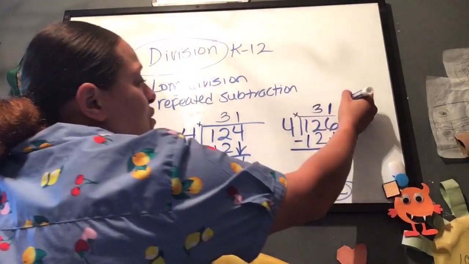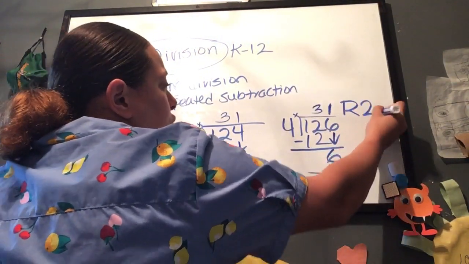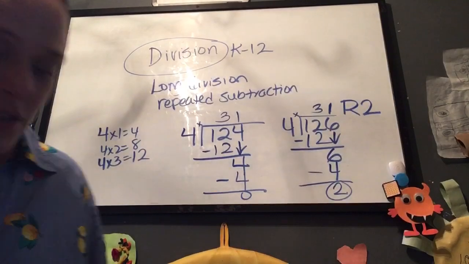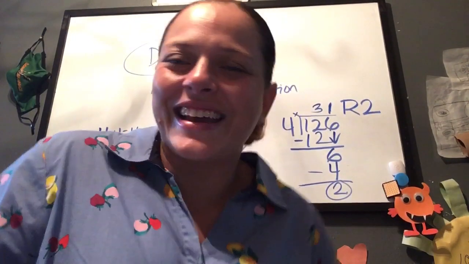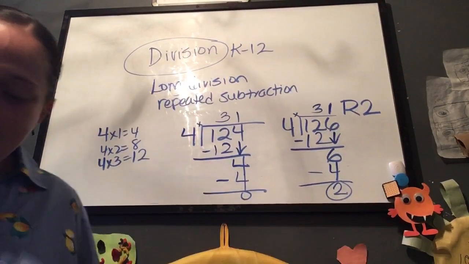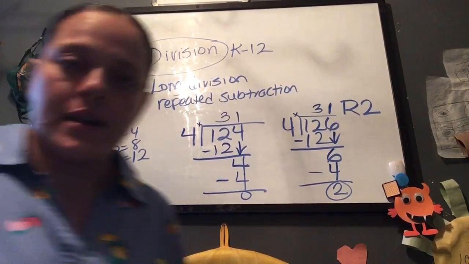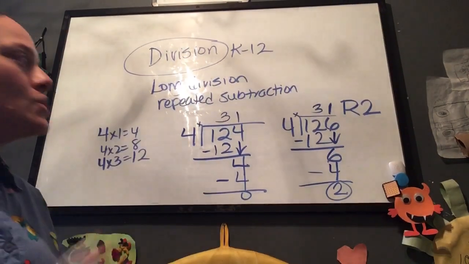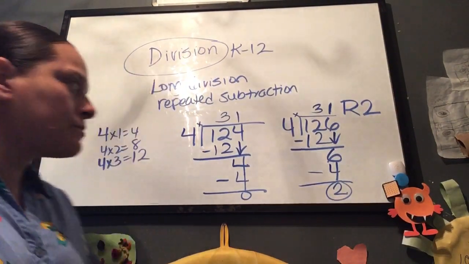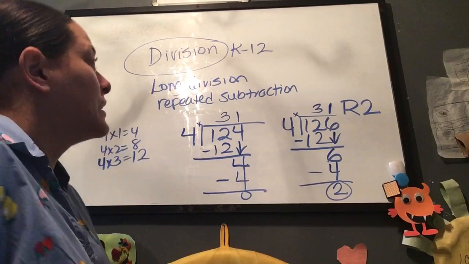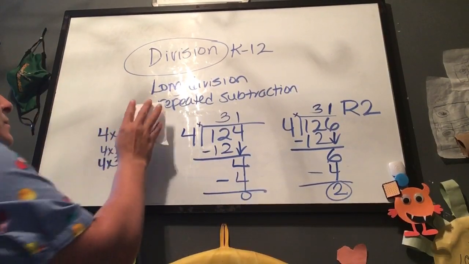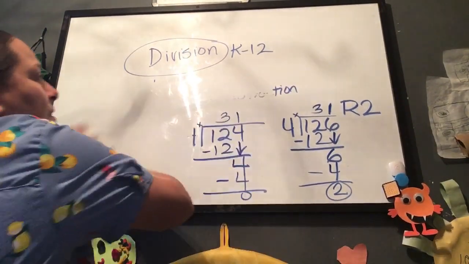So that means that it's 31 R2. And that would be a remainder. And we're not talking about robots or anything. All right. So that is, in a nutshell, the division. And again, you just keep doing that when the number gets bigger. It's the same thing.